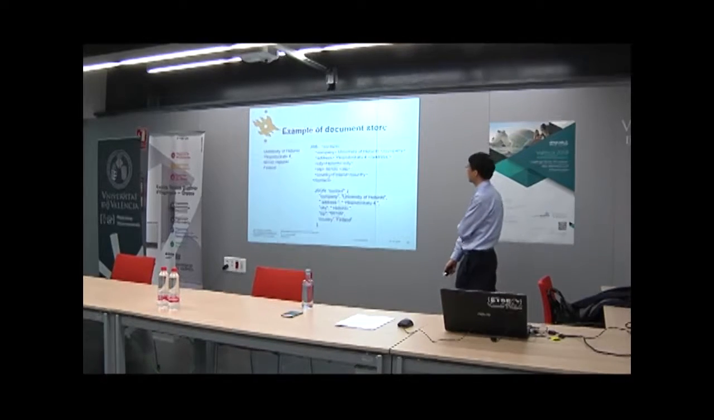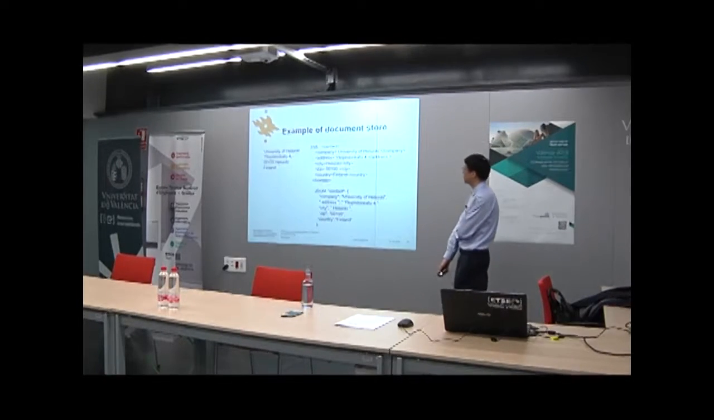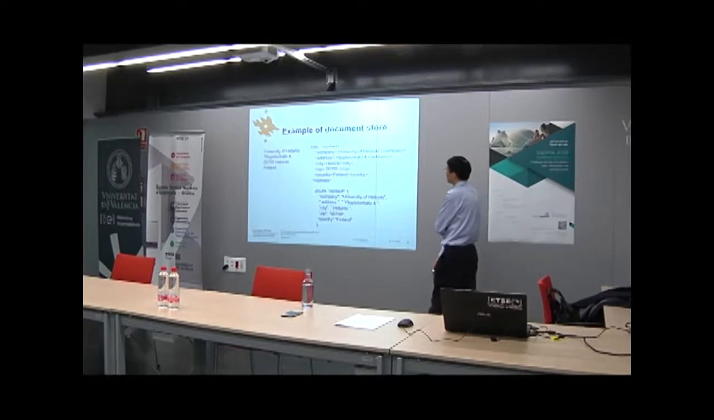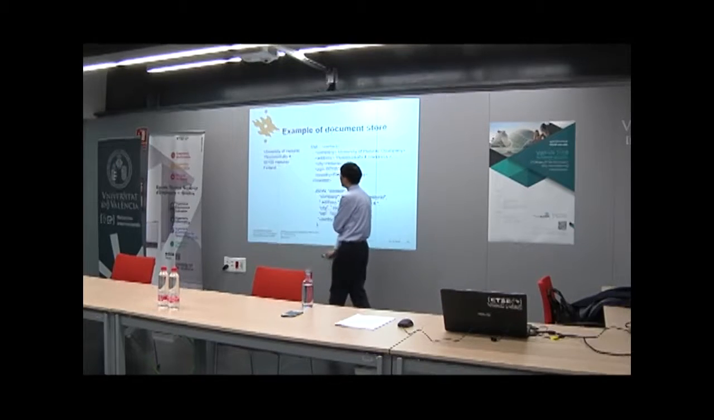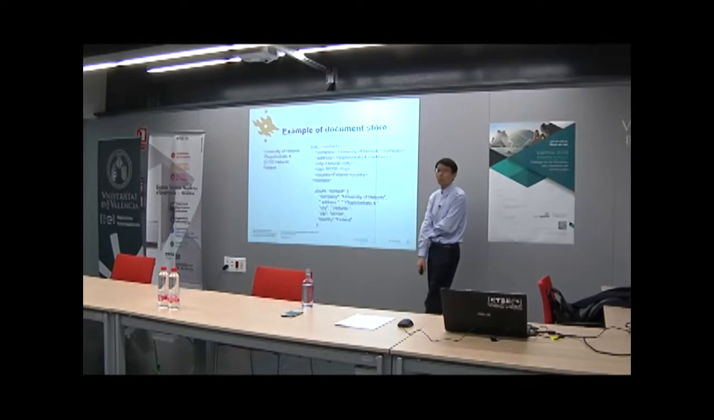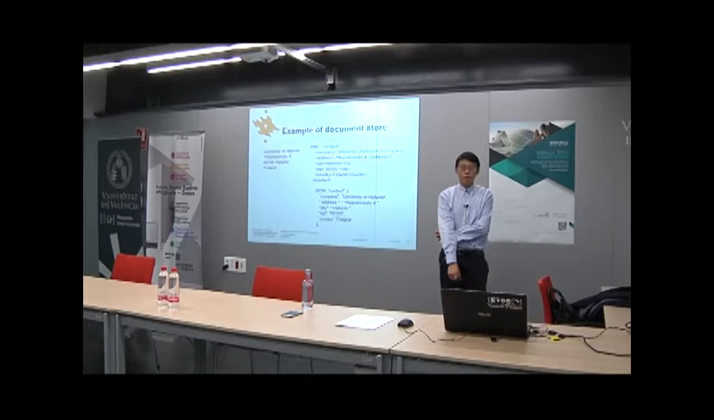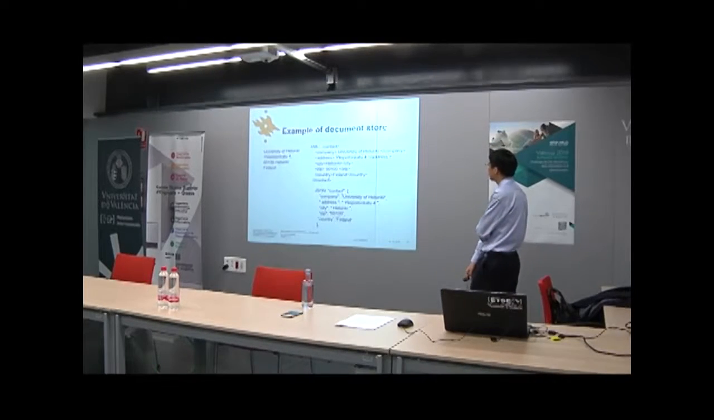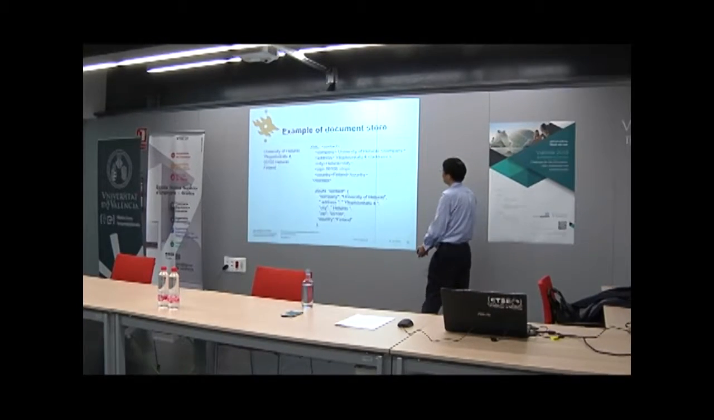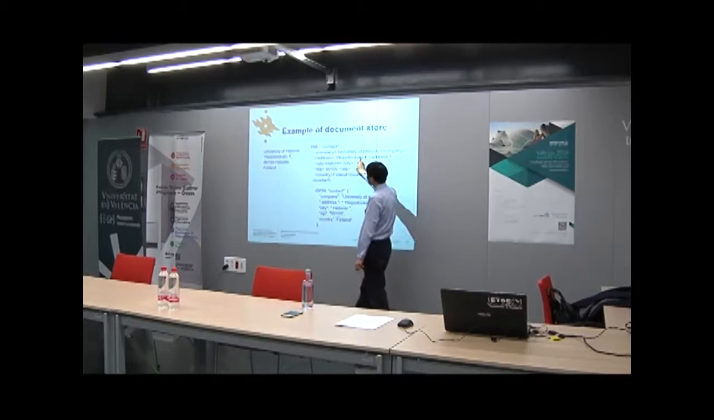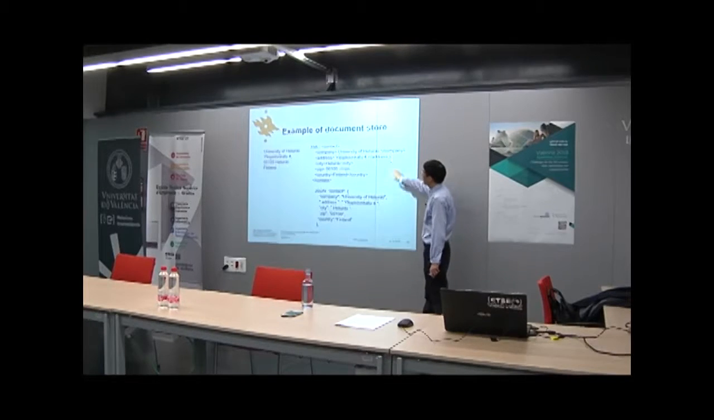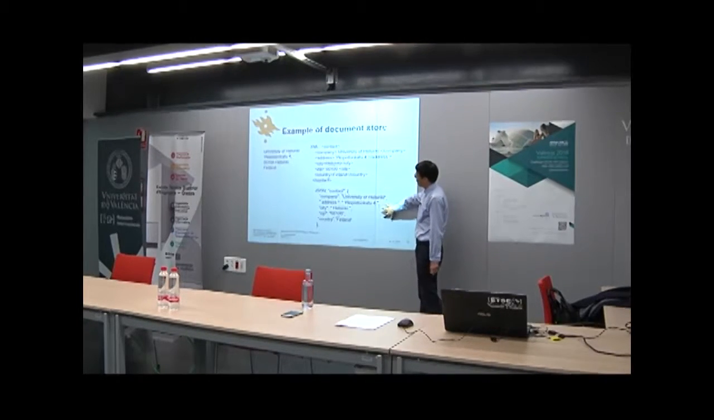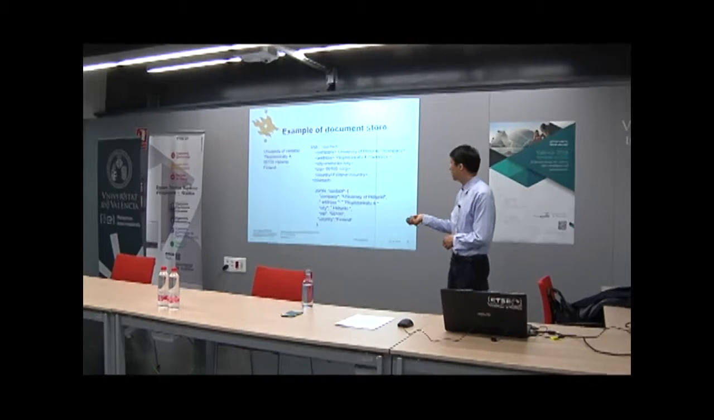This is an example of the document store. If we want to store some information about the University of Helsinki, then we can encode it as an XML file or as a JSON file. There are some examples. We have to add some tags. These tags are schema information for this data. So we can store this as an XML file or a JSON file. They have the same information.